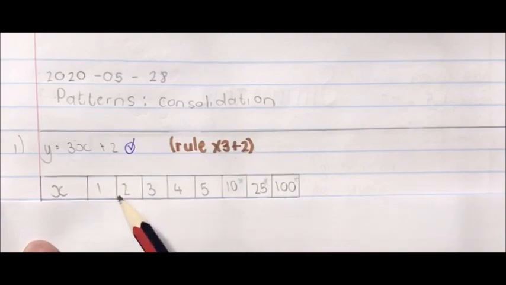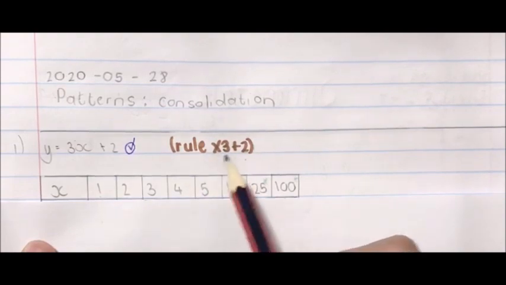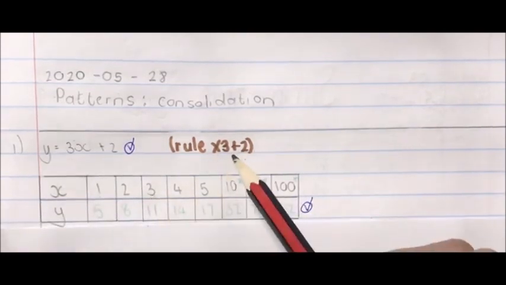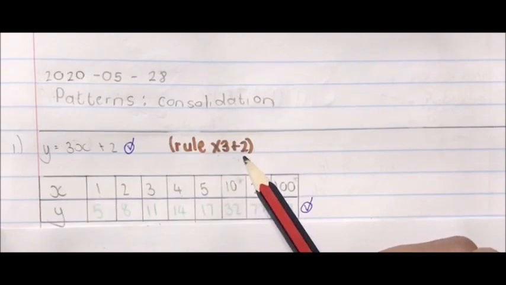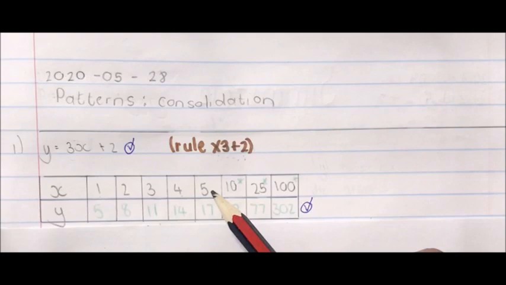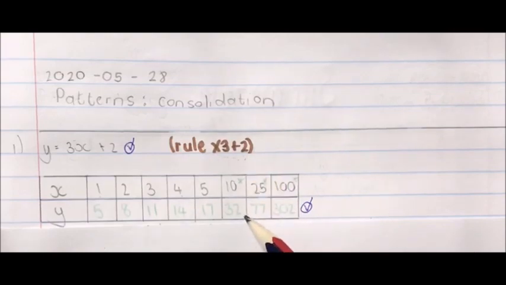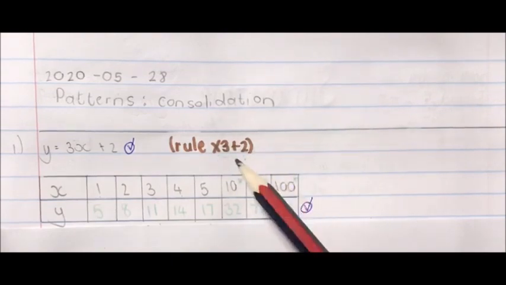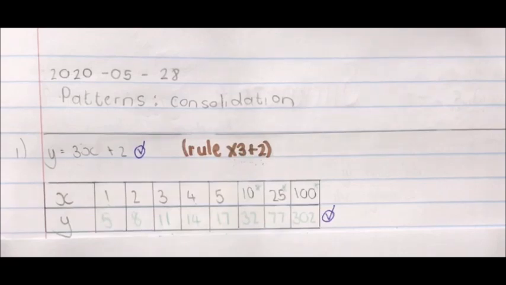Now we have to apply the rule. So we say 1 times 3 is 3 plus 2 will give me 5. 2 times 3 is 6 plus 2 gives me 8. And we are going to complete the table. 3 times 3 is 9 plus 2, 11. 4 times 3 is 12 plus 2, 14. 5 times 3 is 15 plus 2 gives me 17. 10 times 3 gives me 30 plus 2, 32. And then 25 times 3 is 75 plus 2 gives me 77. And 100 times 3 is 300 plus 2, 302. You can now complete this table, and please make sure you write all the y values, all the outputs in color.